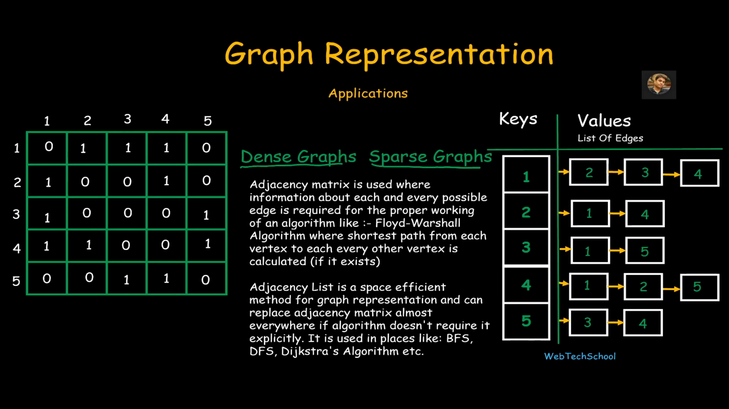But an adjacency list is a space efficient method for graph representation and can be used instead of an adjacency matrix almost everywhere if the algorithm does not require it. Some of the examples are BFS, DFS, and so on. That is all for the graph representations that I had planned. We'll be creating a separate video for the implementation of both the approaches.